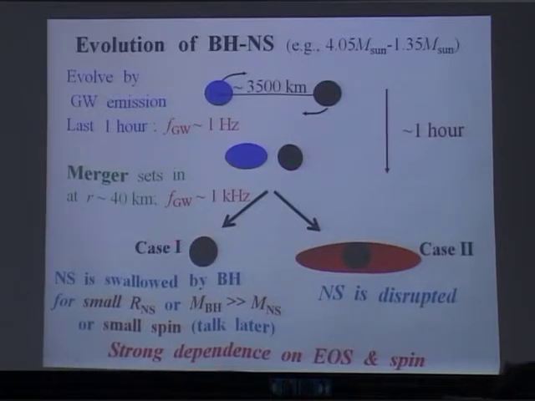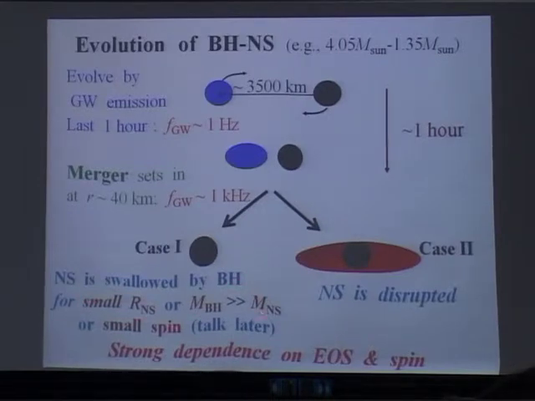So this is case one. And the other case is that before the neutron star falls into the black hole, it is tidally disrupted. And then at least a part of the tidally disrupted matter forms a disk like this. So anyway, there are two possibilities. And case one is the case if the neutron star radius is very, very small. In this case, tidal disruption does not occur, or the black hole mass is too large. So this means that the black hole radius is very large, and the neutron star is simply swallowed by the black hole, or small spin.